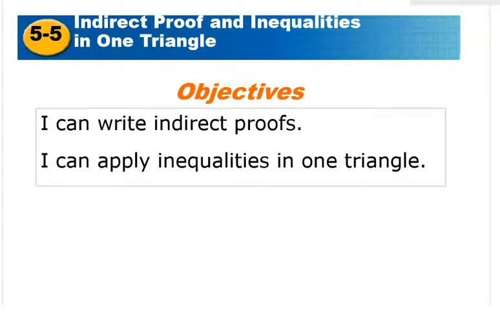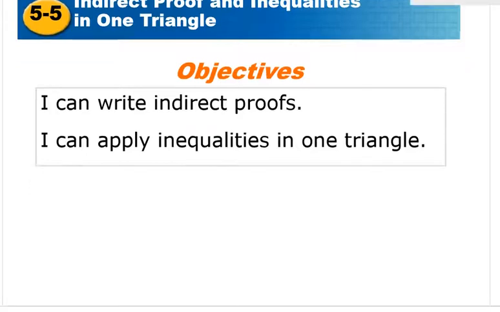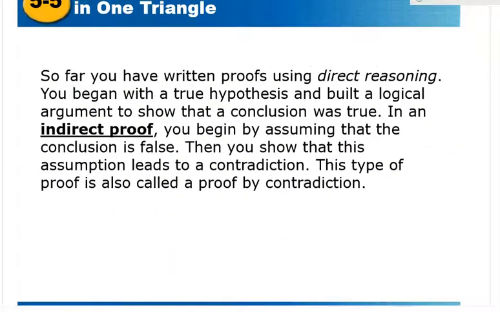Welcome to section 5.5. Our objectives are: I can write indirect proofs and I can apply inequalities in one triangle. Indirect proofs are kind of weird. You take the proof and you assume the opposite. This tells you all about that.